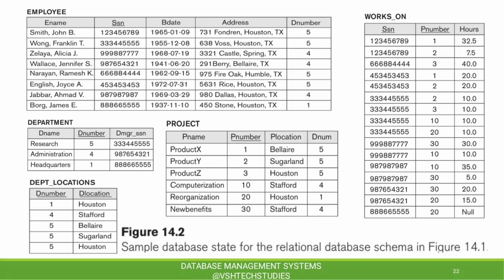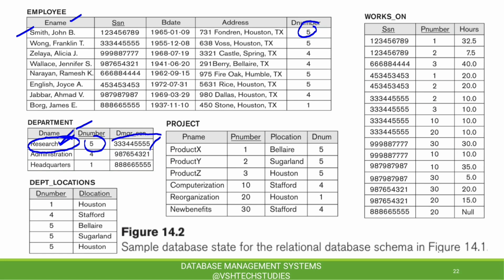Such modification anomalies are not present in the relations employee and department. So for an employee, the department number is 5 here. Department 5 details are stored in the department relation. That department name is Research and the manager SSN is 333445555. For any reason if this department name is changed, it has to be changed only in one place here. No need of modifying in multiple places.